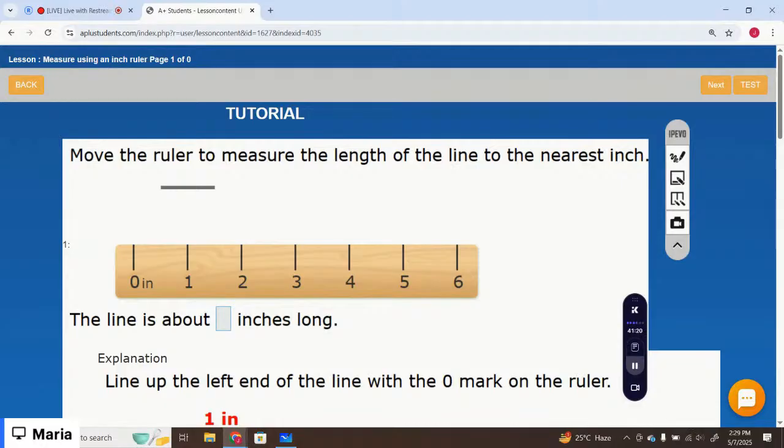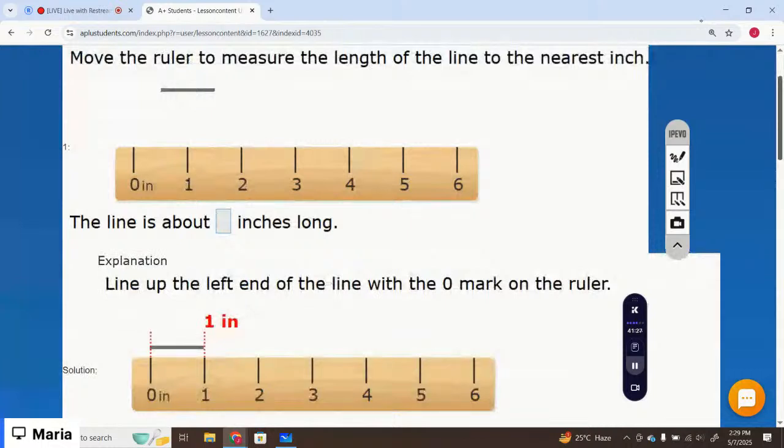Now we're going to use the ruler to measure the length of the line, right? When we have to measure the line or the length, we use the ruler, or the measuring tape. Measuring tape and ruler are the same. The ruler is used to measure small lengths, but the measuring tapes are used to measure the long lengths, right?